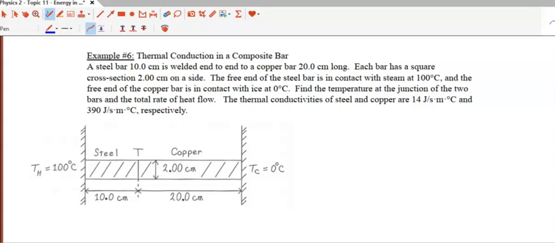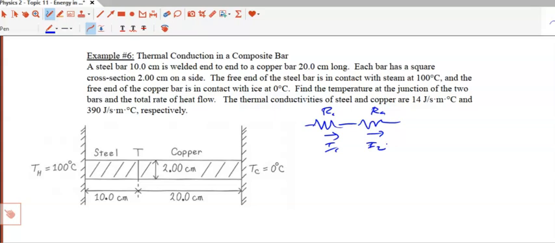Example 6. This one's a little bit more challenging than the last one, example 5. We're looking at the thermal conduction of two bars that are in series. If you think of it, it's kind of like resistors in series. Remember, or we will study later on, resistor 1, resistor 2, and it has current that flows through it, I1 and I2. So when we study circuits, you're going to see very similar ideas in here.